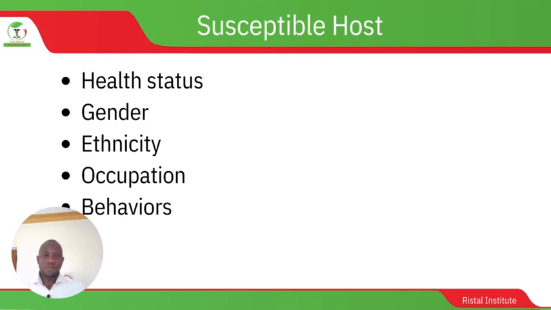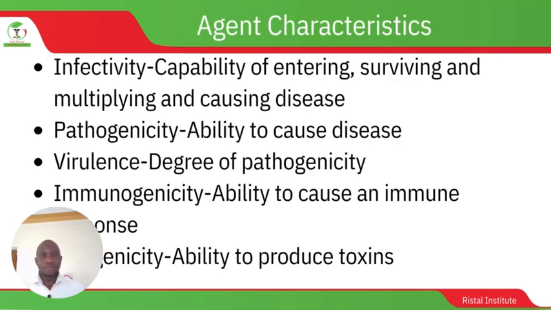When we talk about the susceptible host, we refer to the person who is actually at risk of getting a particular condition. So the person's risk of acquiring a particular condition depends on their health status, their gender, their ethnicity, occupation, or even lifestyle behaviors. When we talk about the agent, we refer to that microorganism that causes the health condition. Okay, so for example, if we talk about tuberculosis, then the agent is Mycobacterium tuberculosis.